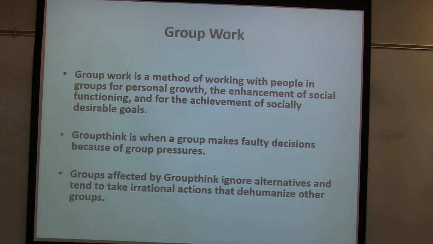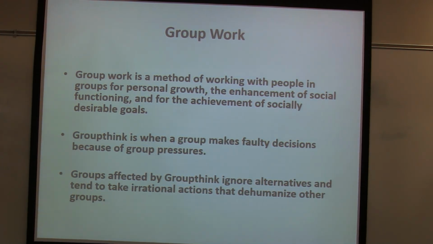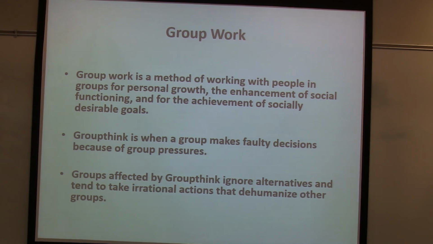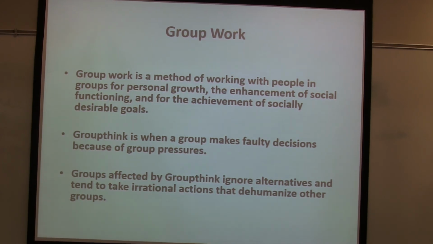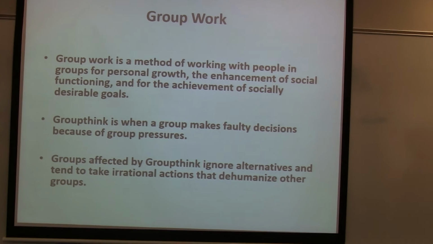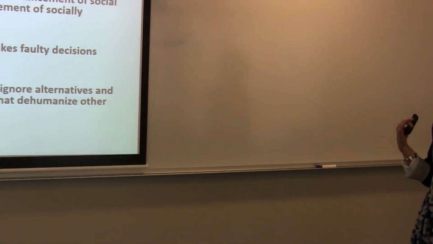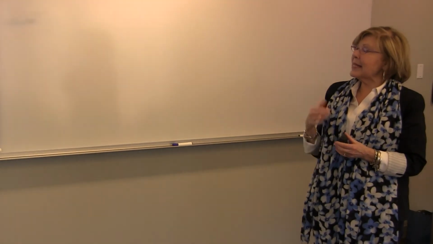There is a term that you might see, not everyone sees it on the exam, and it's called groupthink. And groupthink really means a group that makes faulty decisions because of pressures from members of the group. So you want to remember that term. Groups that become affected by groupthink really ignore alternatives and problem-solving techniques, and they tend to take irrational actions that dehumanize other groups. So you could see bias, prejudice, oppression, those kinds of things. Just a term, not everyone sees it, but I wanted to make sure you had at least heard it.